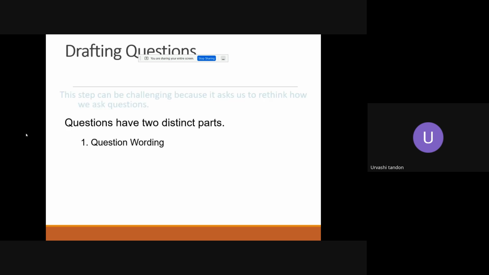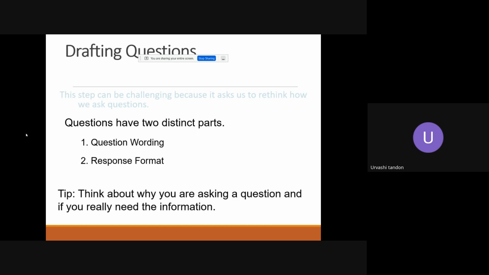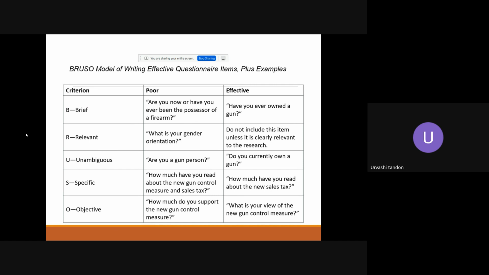So when it comes to drafting the questionnaire, this step is very challenging because it asks how we ask the questions. There are two things: question wording and response format. Think about why you're asking a question and if you really need the information. This is the Bruzo model. First of all, you have to be very brief, very relevant, and unambiguous, because ambiguity will lead to confusion. You need to be specific. The example is: how much have you read about this new sales tax?